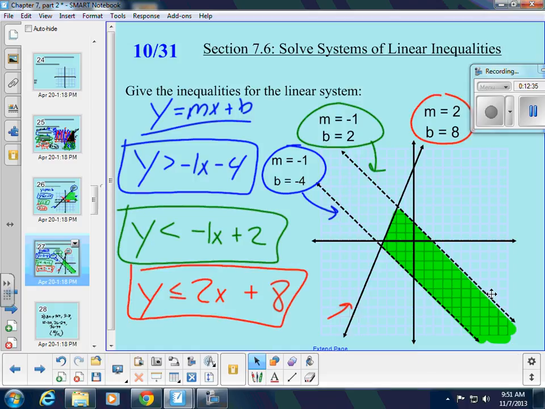So that's the idea when we're going from a graph to an inequality. If we can find the slope and the y-intercept, slope-intercept form is usually going to be the best helper for us to be able to graph those, or to make the inequalities for that graph.